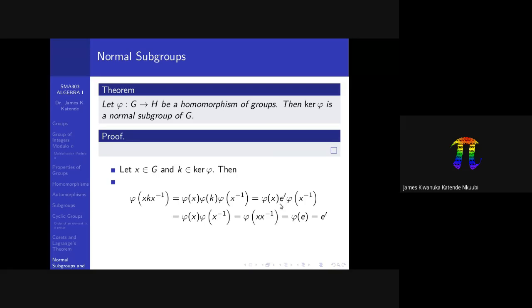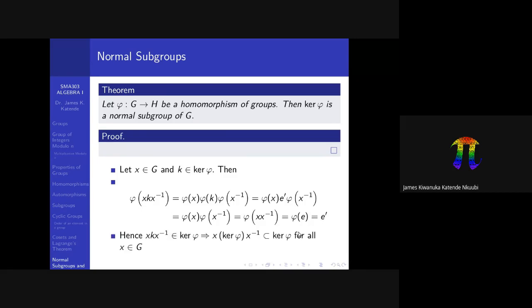That means I can drop the identity and I'm left with just the image of x multiplied by the image of x inverse. Since this is a homomorphism, I can bring these two together and multiply them in the bracket. But I know this is the identity, which is the image of the identity, and the image of the identity is always the identity. We saw this earlier. So what have we shown? That this element, xkx inverse, is in the kernel. Any element you pick from the kernel, if you multiply it by x on the left and x inverse on the right, the element you obtain will still be in the kernel.